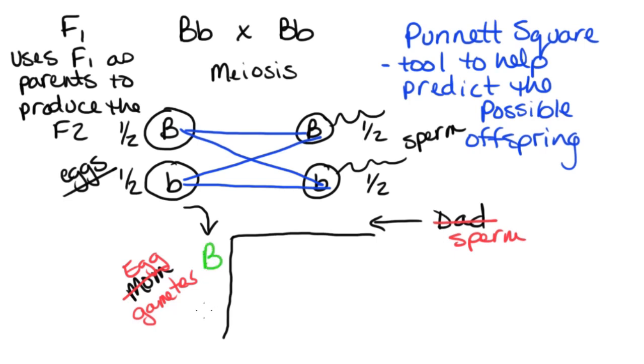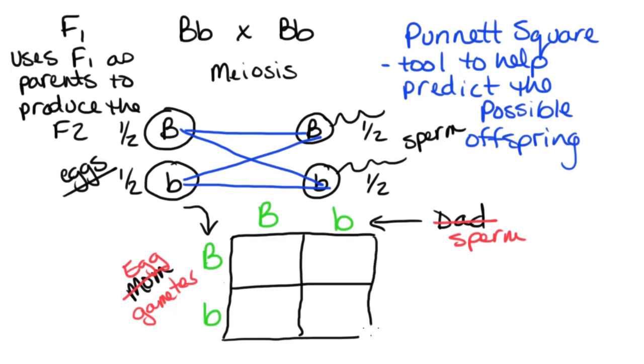So half of our eggs are going to have a capital B, half of them will have a lowercase b. And half of the sperm will have the capital, half of them will have the lowercase. And then what we do is we just divide this into a number of boxes. Okay, so hence my square that I end up with. And then all that I do to fill it out is I look directly across and directly above, and I write those two letters into the square. So the first box is going to get two capital B's. This one here is going to get a capital B and a lowercase b. This one is going to get a capital B and a lowercase b. And this one's going to get lowercase, lowercase.